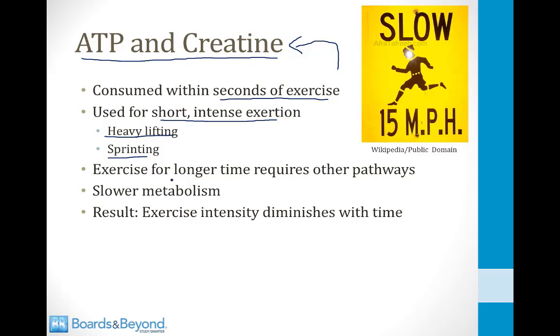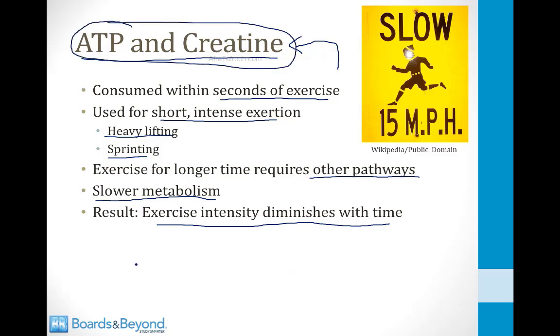If you want to exercise for longer than a few seconds, however, you're going to need to use other sources of fuel besides ATP and creatine. This means you're going to need to use the other pathways in the body, like glycolysis and the TCA cycle. These pathways are slower, and the result is that your exercise intensity diminishes with time. And you should know this if you've ever tried to maintain a full-out sprint. You can't do it for more than a few seconds, and that's because your ATP and creatine decline, and therefore you have to rely on slower metabolic pathways to generate the fuel for your muscles.